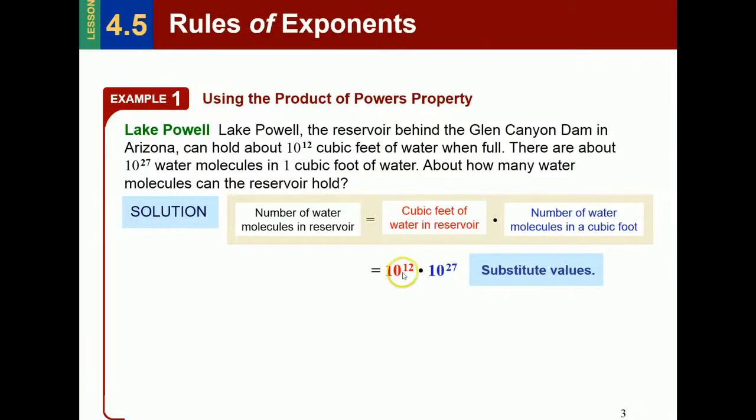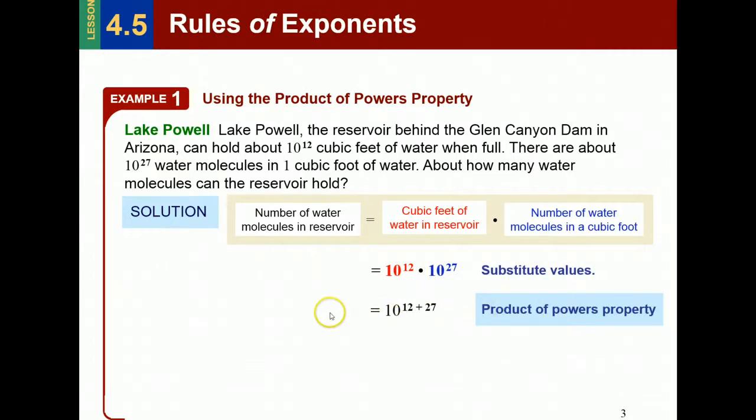Okay, well, hopefully you notice that it's the same base, and we're multiplying. What can we do? We can use the product of powers property and just add those exponents. I'm not going to make you memorize this property; I just want you to know what it does and how it works. So you end up with 10 to the 39th power. That is a lot of water molecules. This is 1 with 39 zeros after it. Again, it's some number you can't even imagine, really.